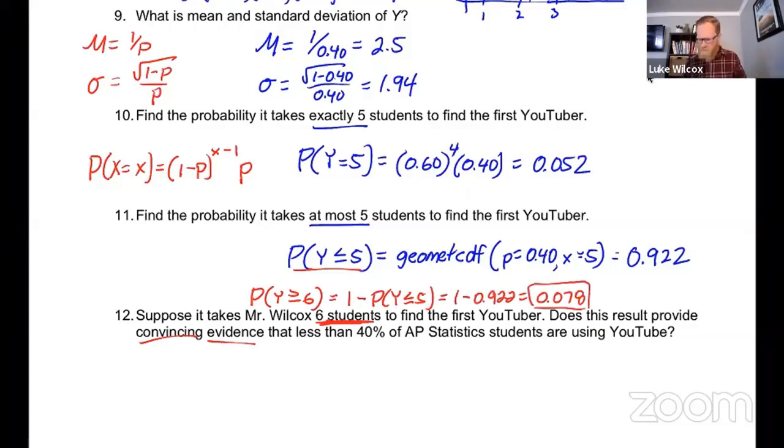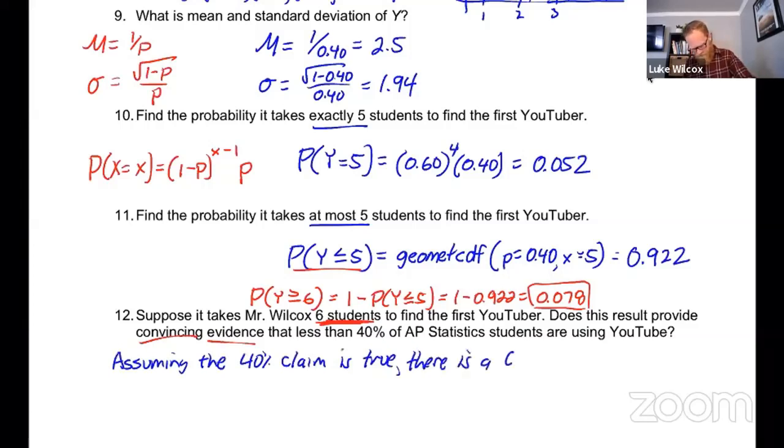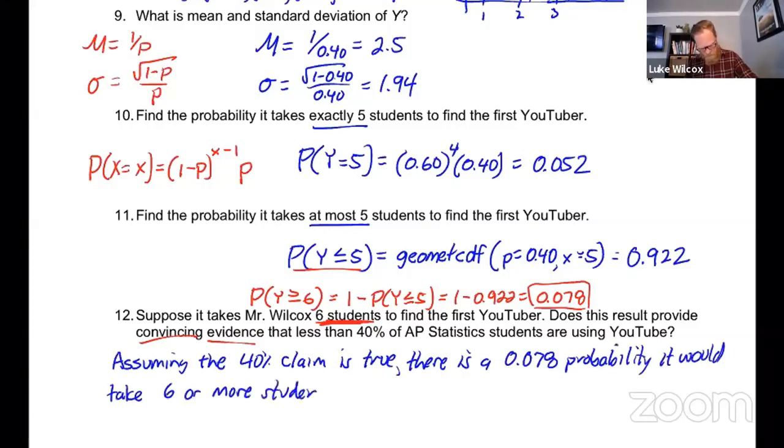So let's start with an interpretation of that, all right? So we're going to say, assuming the 40% claim is true, there is a 0.078 probability it would take 6 or more students to find a YouTuber purely by chance.